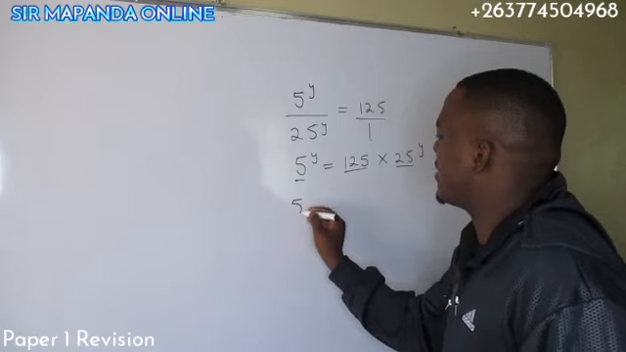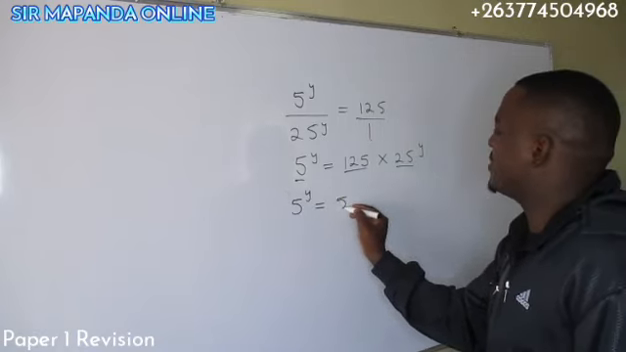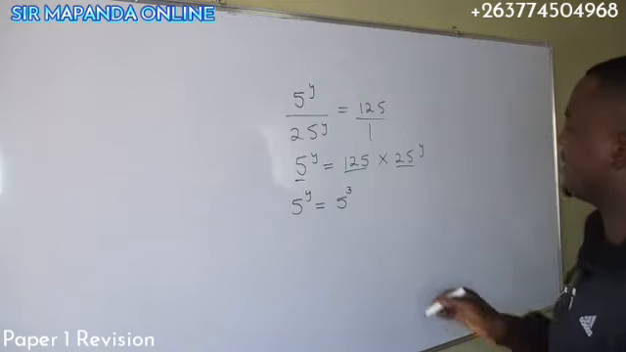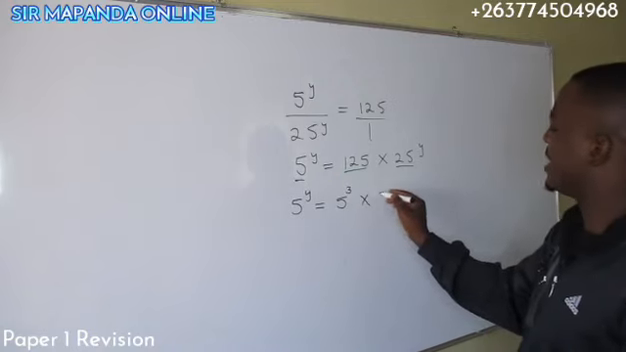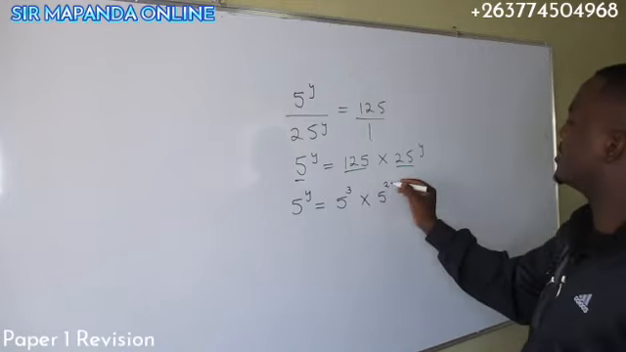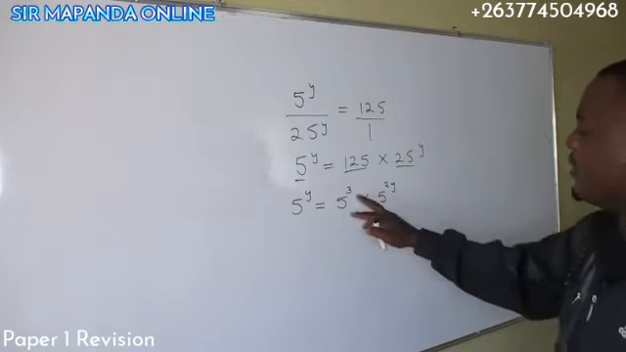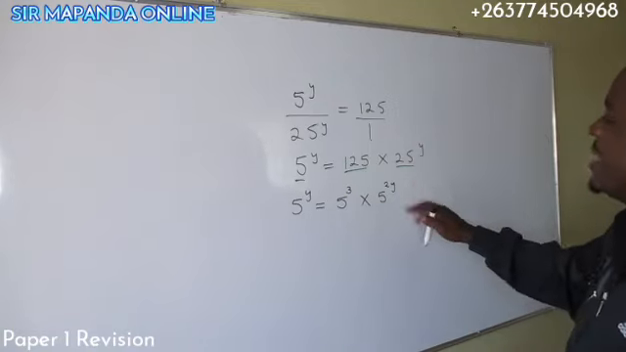So on the left side, we are going to leave 5 to the power of y as it is, but 125 can be written as 5 to the power of 3. Then 25 can be written as 5 to the power of 2, but we have the power y, so 2 is going to multiply y to get 2y. So now you have 5 to the power of 3 times 5 to the power of 2y on the right side.